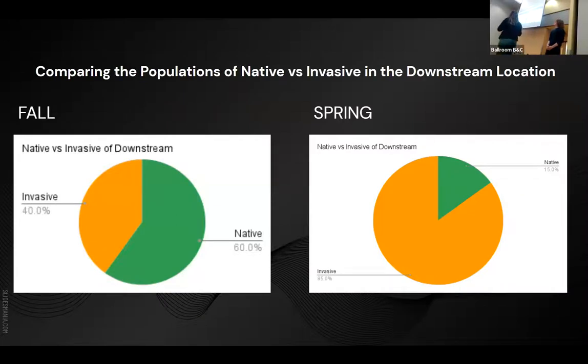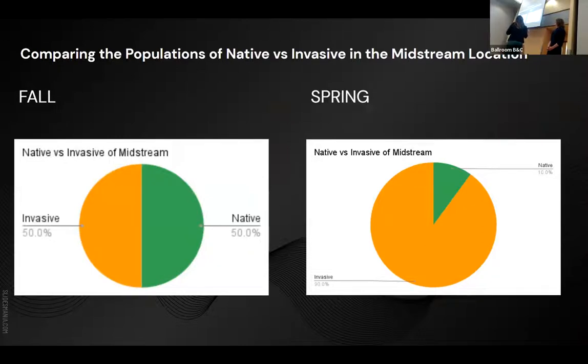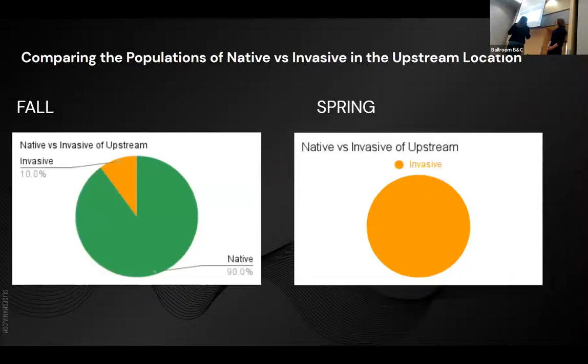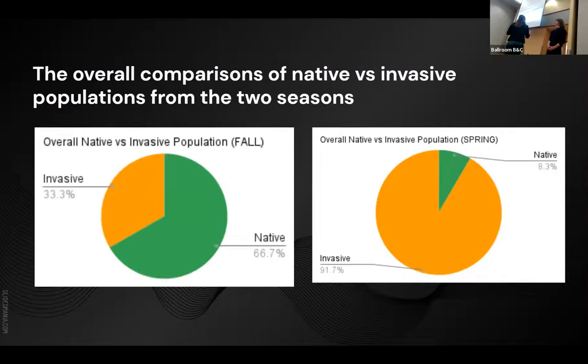And then for this one, these are the graphs that represent the invasive and native populations in the downstream location in fall and spring. And you can tell by both of the graphs that in spring, there was a lot more invasive than native. And then for midstream, you can see that the same trend occurred again with a lot more invasive being there. And then for this one, there's an extreme difference in the invasive and native populations from fall to spring. And then these are the overall numbers from all sections during fall and during spring. And you see again that there's a large increase in invasive over native in these ones. So it just shows the big change in difference between the two.